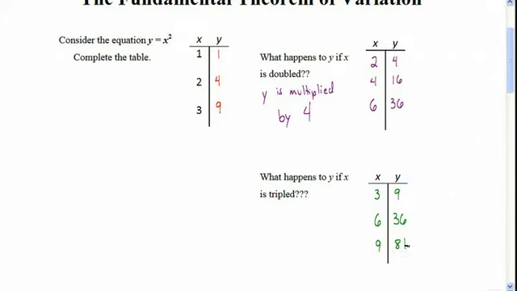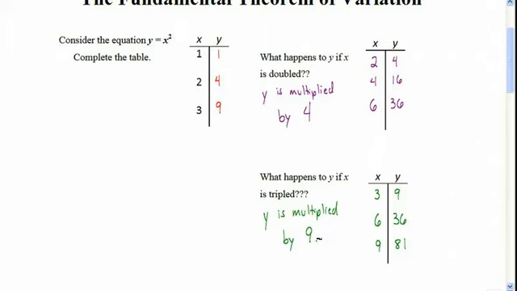So let's compare these values for y now to see what happened to y when x was tripled. Went from 1 to 9, from 4 to 36, and from 9 to 81. So if you notice this time, y is multiplied by 9.